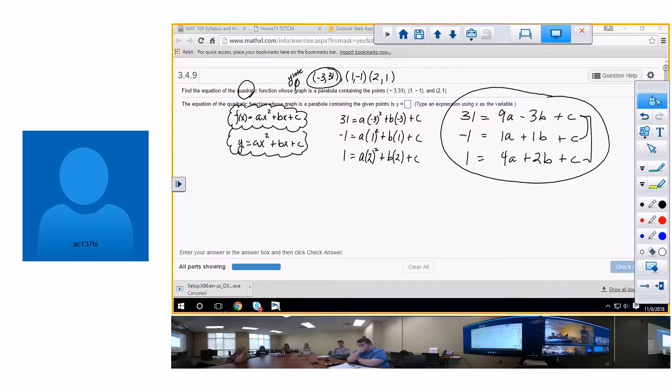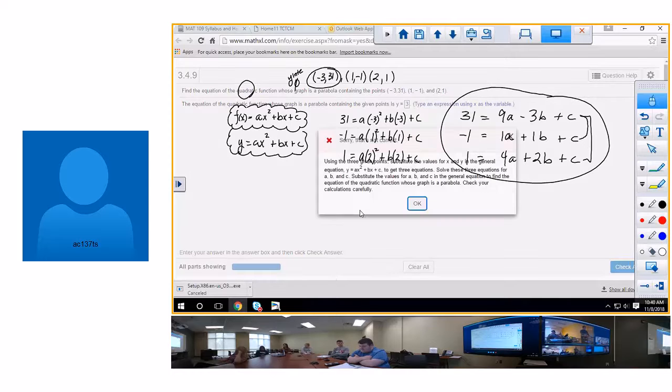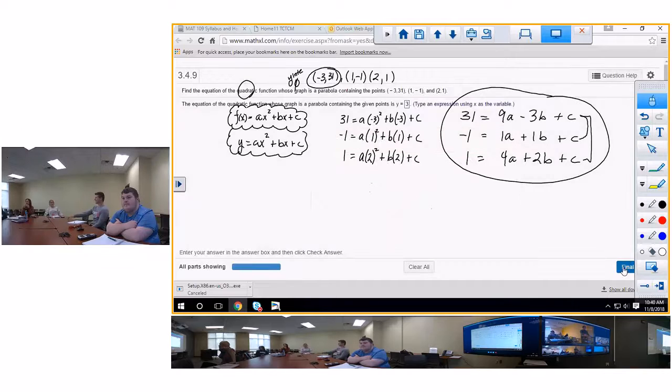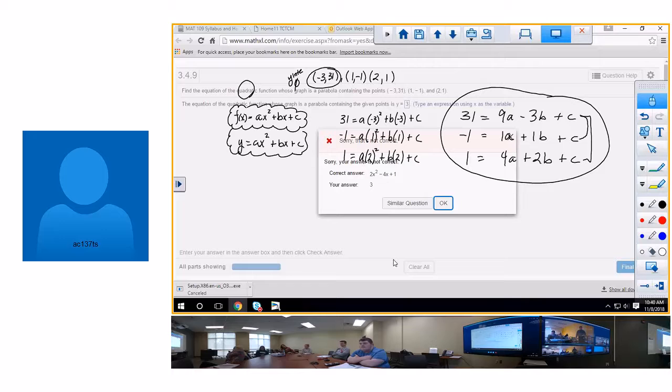Okay, what did I get? Let's see. A is what? I'm just going to type in 3. I'm not typing in all that. 3. But I did that. I was like, 2x squared minus 4x plus 1. 2x squared minus 4x plus 1. So I think we got everything right except for the A, and I'd have to go back and check it. But I knew A wasn't right when I wrote it down.